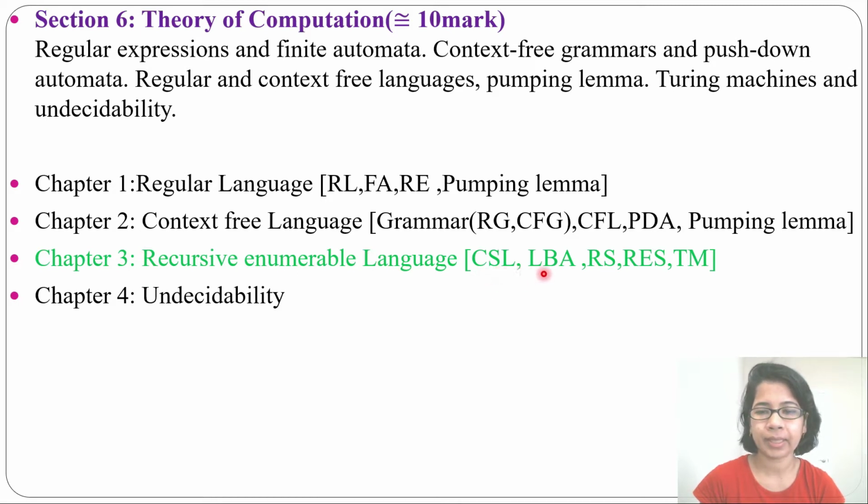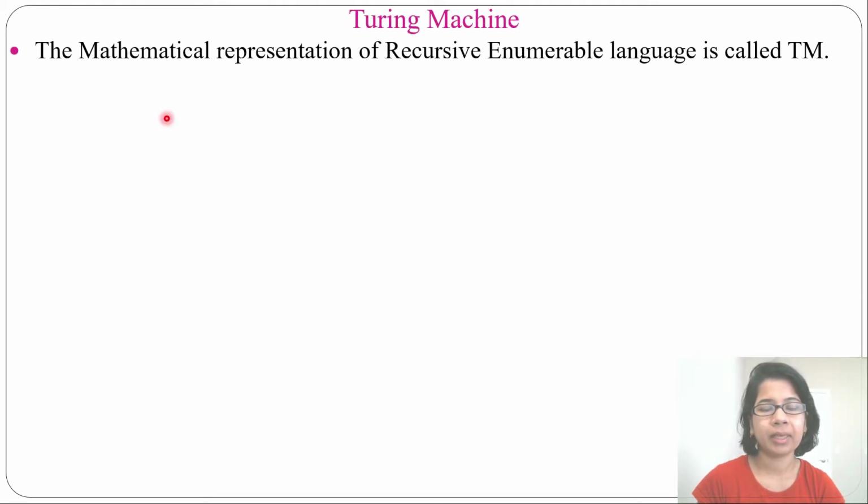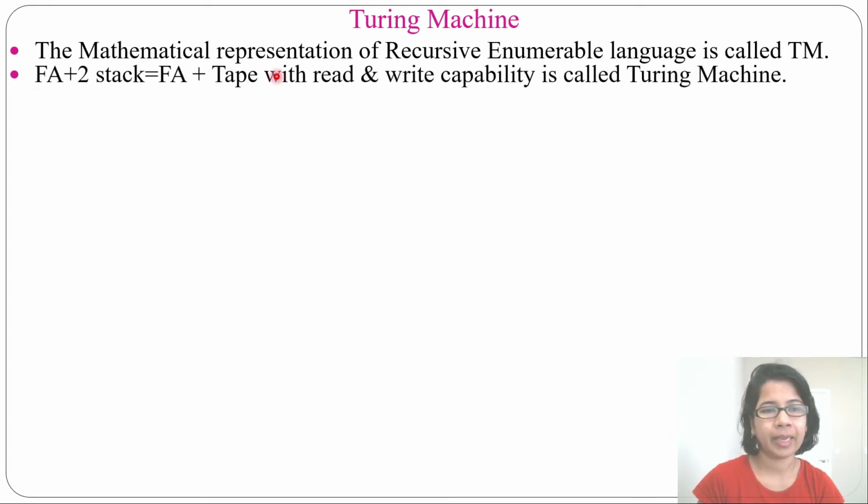Here I will cover context sensitive language, then linear bounded automata, recursive set, recursively enumerable set, and Turing machine. I will start from Turing machine. The mathematical representation of recursively enumerable language is called Turing machine. FA plus 2 stacks equal to FA plus 1 tape with read-write capability is called Turing machine. Even FA plus tape equal to FA plus 3 stacks, FA plus 4 stacks, or FA plus any number of stacks. 2 or any number of stacks is equal to a single tape. So finite automata with a tape is our Turing machine.